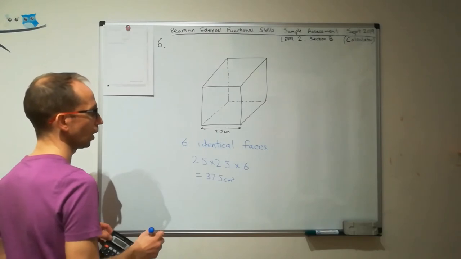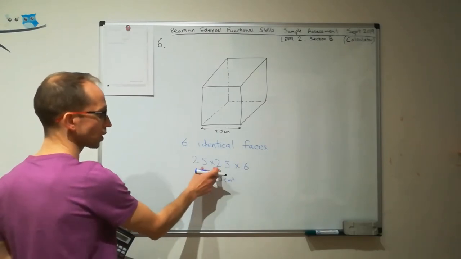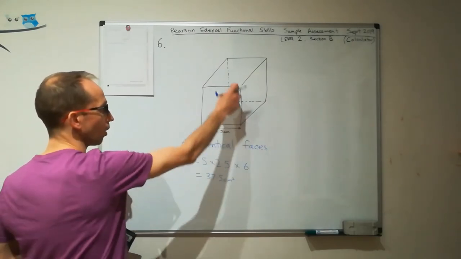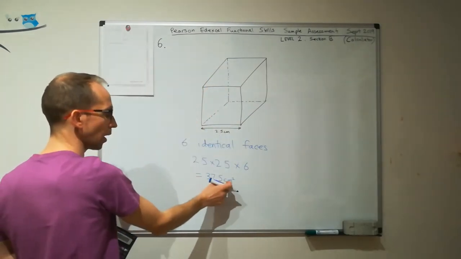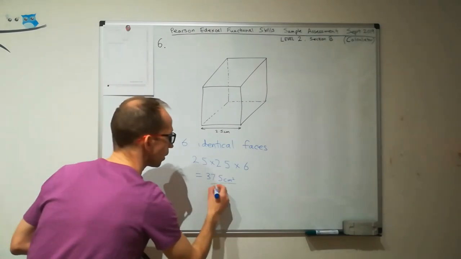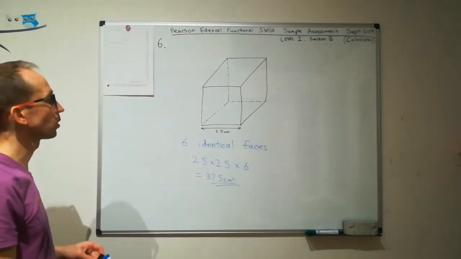Okay? Even though we're multiplying three things together, we're working out the area of one face and then multiplying that by six. So it's still area, so it still needs to be squared. And that's 3 marks.